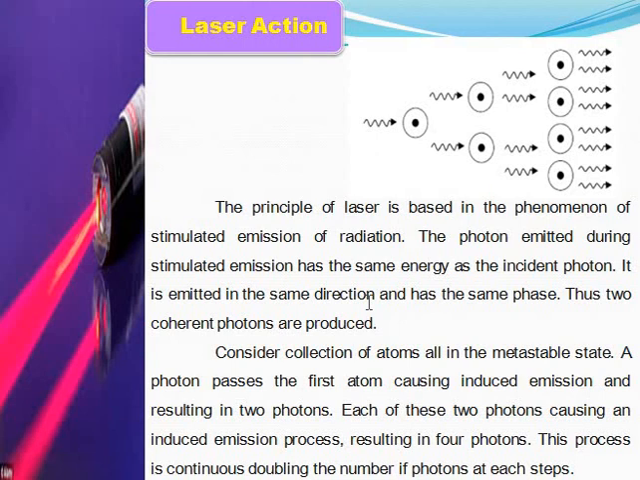If the lifespan of the excited atoms in the metastable state is 10^-3 seconds, then if you do not induce the atom to make a transition, after a lifetime of 10^-3 seconds it will come back to the ground state with the emission of normal light. Therefore, induced emission is very necessary, and induced radiation must take place in laser action. These are the 4 conditions for laser action.